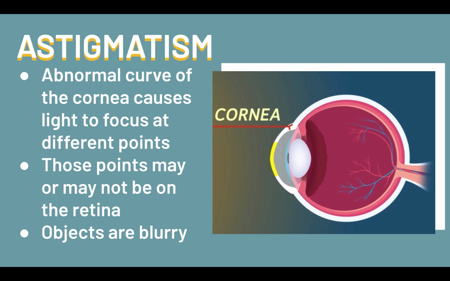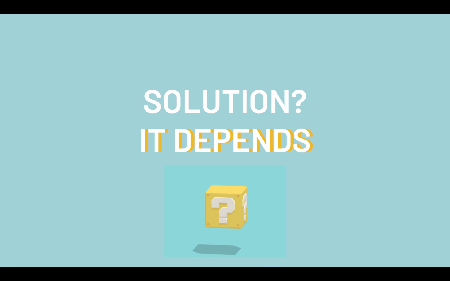So this is just a little recap of what I just went over. The interesting thing about astigmatism, though, is that it can actually be paired with myopia and hyperopia, depending on whether your cornea is curved more steeply in one direction or the other. So this is obviously a problem, and how can we fix this? Well, it depends. There are several things that can be done to help.